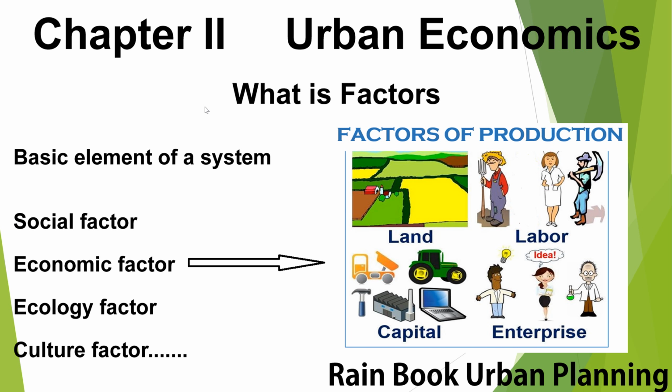Well, another way to classify industry is by researching the factors of a certain industry. But what are factors? Well, in urban planning, we can simply define factors as the fundamental elements that maintain a system. Taking urban planning, for example, there are social factors, economic factors, cultural factors, ecology factors, and other factors depending on the field of research.